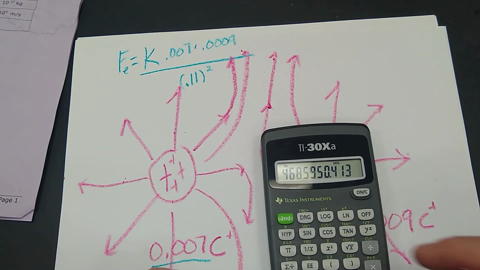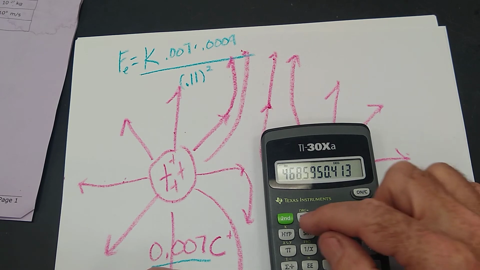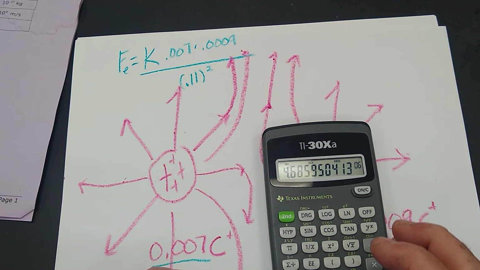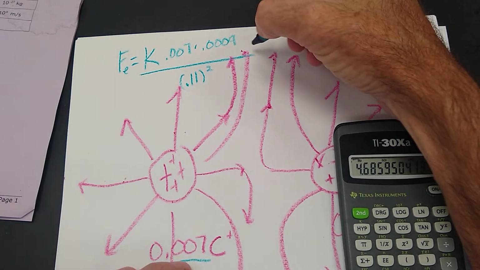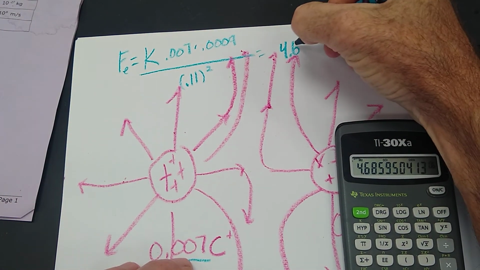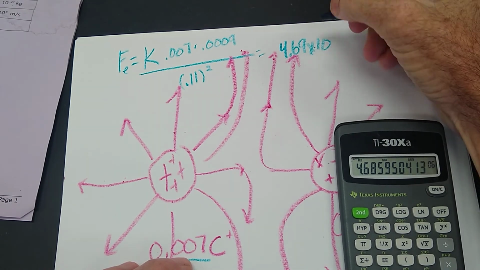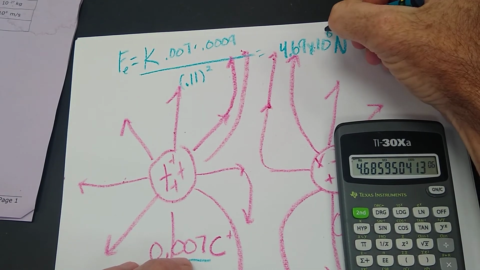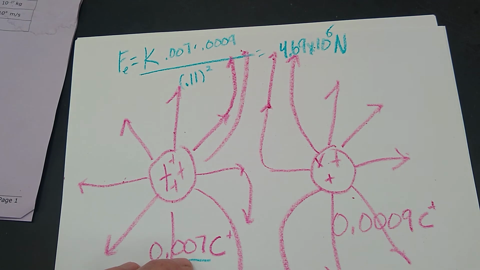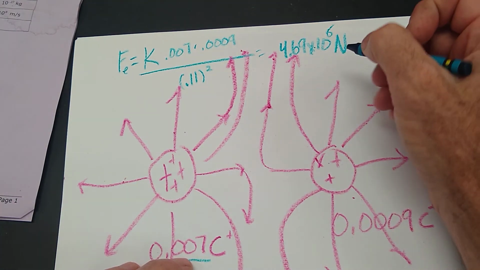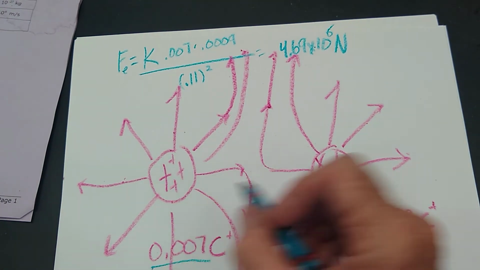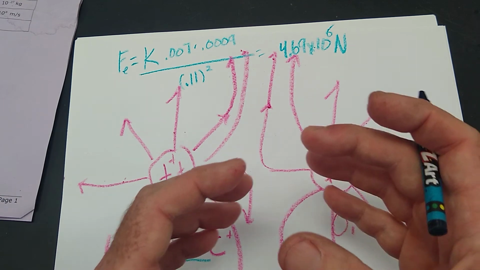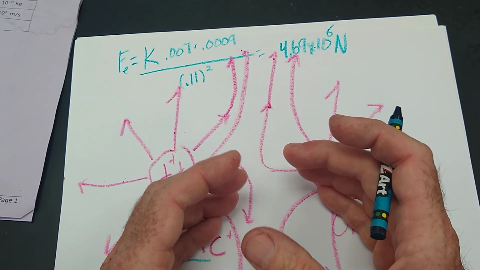Let's change that to scientific notation to make it easier to write: 4.69 times 10 to the sixth newtons. Holy cow, that's still crazy strong, isn't it? That's like 4.7 million newtons. So electrical force is super duper strong.